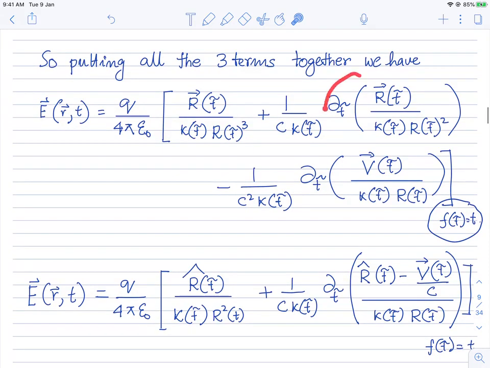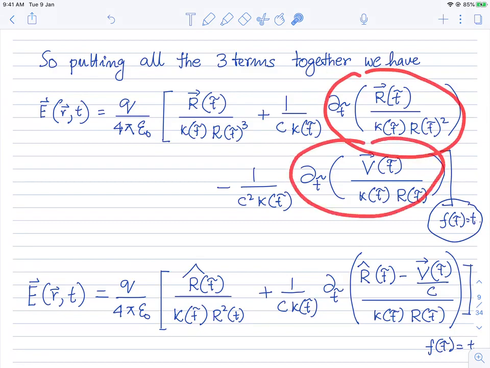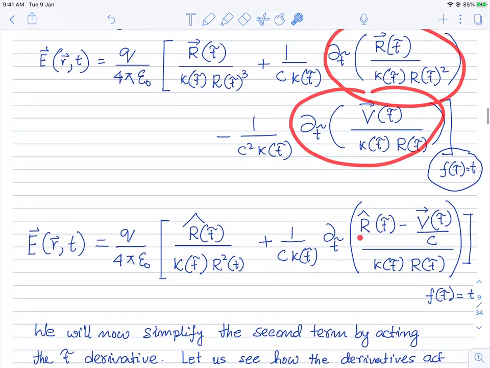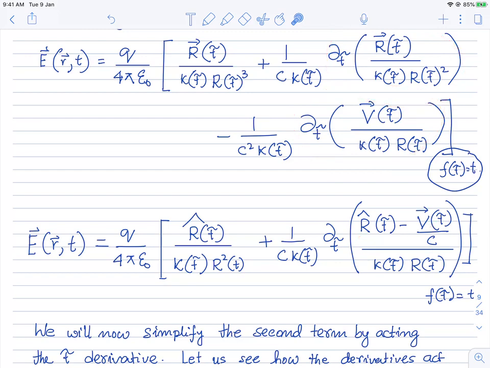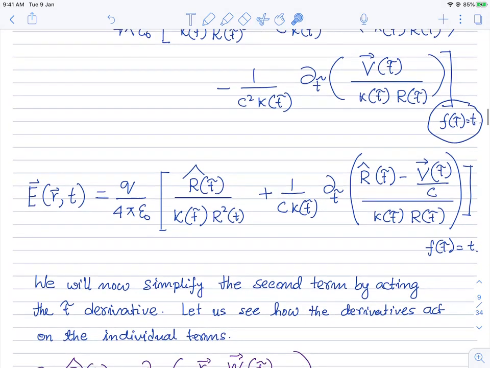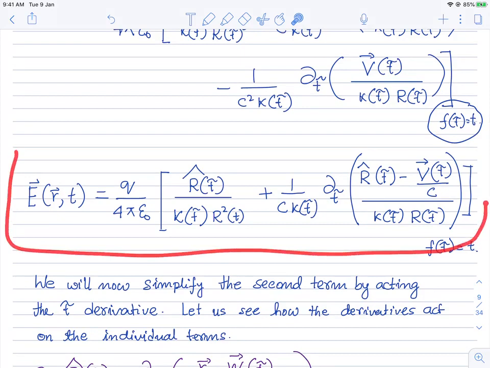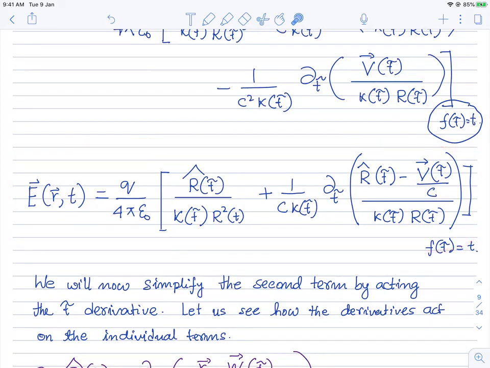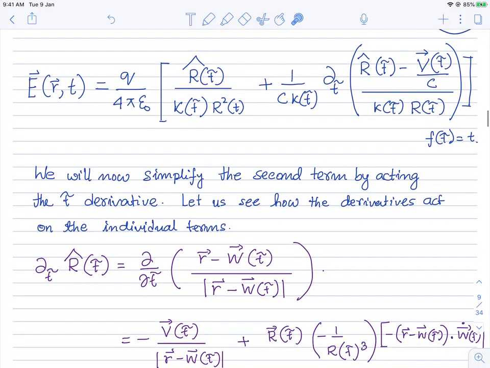As you can see, these two time derivatives fit into one term, where this becomes r hat minus v by c. Okay, very good. So this is our expression for the electric field, and this is how it looks. Now, this is a little bit of an algebraically intense exercise.